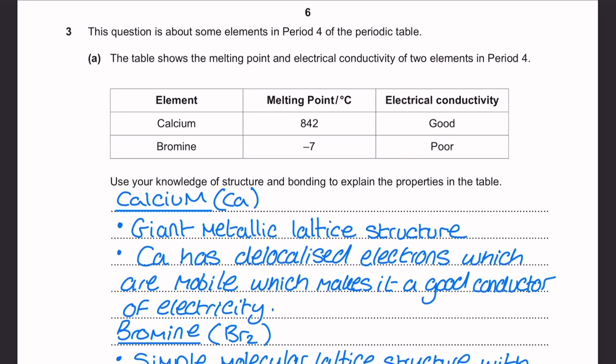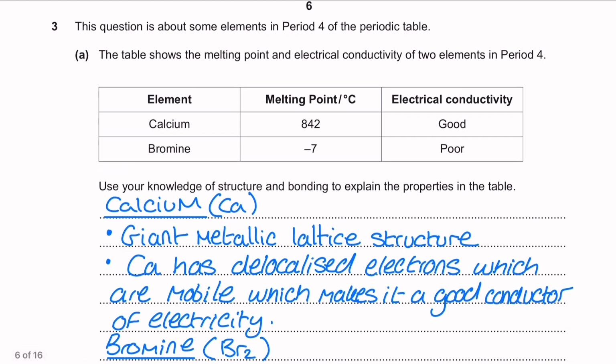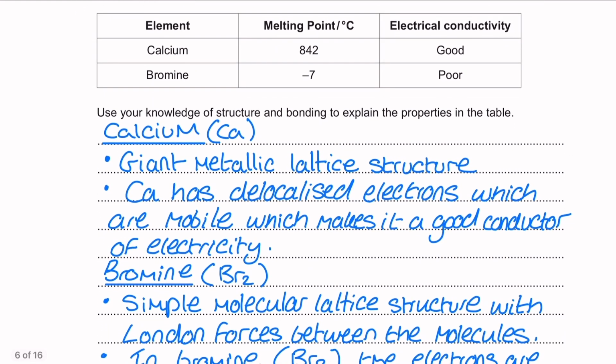Moving on to question 3. This question is about some elements in period 4 of the periodic table. The table shows the melting point and electrical conductivity of 2 elements in period 4. This is a phenomenally popular question for bonding, so we must make sure we understand exactly what's going on here. And it does have links to periodicity with regards to the metal. Use your knowledge of structure and bonding to explain the properties in the table.